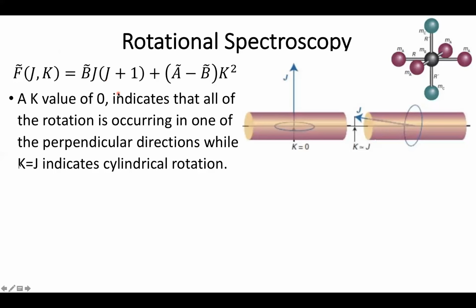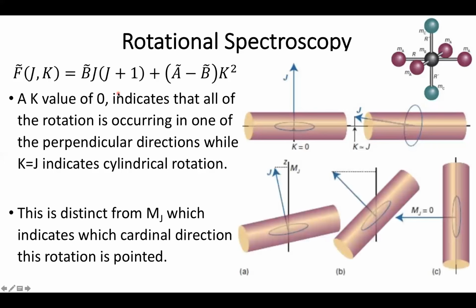Now, one of the things I do want to emphasize, and this is actually fairly important, is that our K is going to be distinct from M sub J, because K is indicating how I'm rotating, how much rotation is occurring about this central axis, or in what direction my molecule is rotating. M sub J is more focused, from an external perspective, on how much of my angular momentum is pointed along the z-axis.